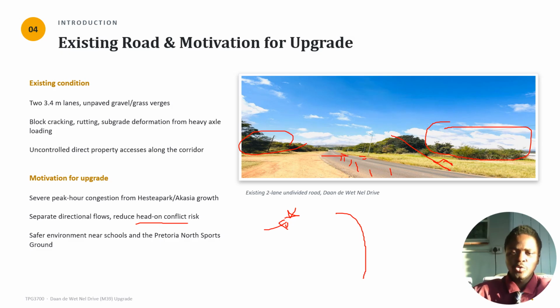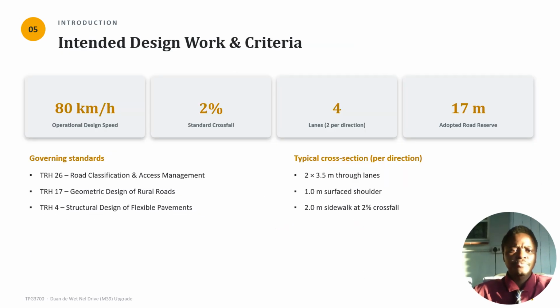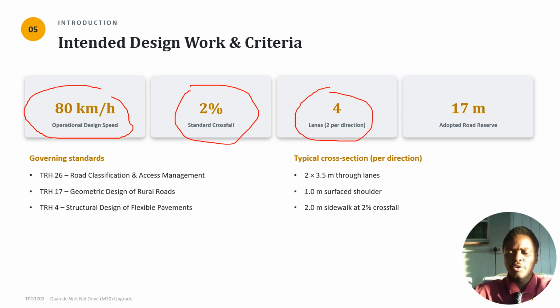So we need to upgrade the road so that it can fit with the traffic that is being used by the road. For the intended design, I'll work with 80 kilometers per hour for my design speed and 2% crossfall, and I intend to do a 4-lane to serve the population so that no collision, cracking or overuse of the road can happen. The width that I'll adopt is 17 meters, and the governing standards are TRH 26, TRH 17, TRH 4 for structural design and flexibility.